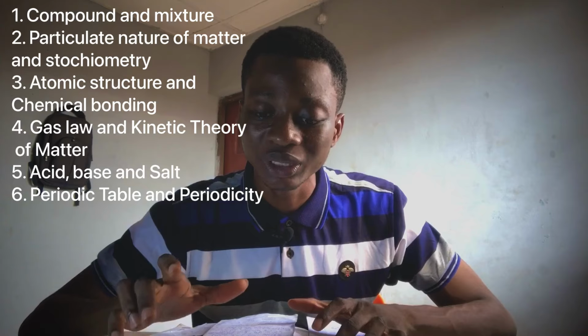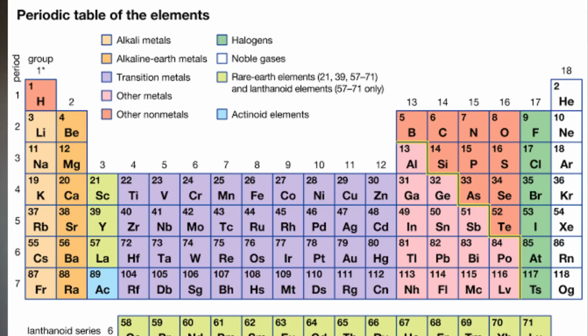The next important topic is the periodic table and periodicity. The periodic table is a single topic on its own that covers a broad range of topics. In the periodic table, you should know what a group is and what a period is, and the properties: groups have the same number of valence electrons, periods have the same number of electron shells. You should know the different blocks of the periodic table, s, p, d, f, and the general characteristics of those blocks.